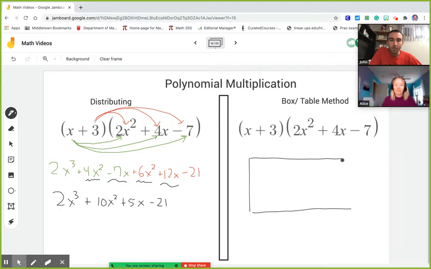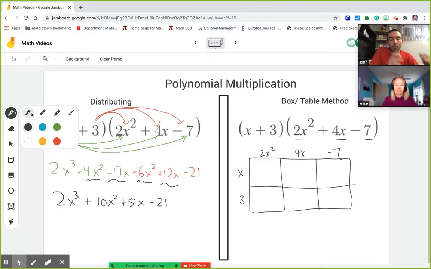So we take the x plus 3 and we break that up into x and 3, hence x plus 3. And for the other polynomial, 2x squared plus 4x minus 7, we can break that up into 3 separate terms, 2x squared, plus 4x, and minus 7. The idea, similar to that of the partial product method, is to compute individual products and then add them all together. But this method provides a sorting mechanism and some visualization for students if they prefer that kind of thing.